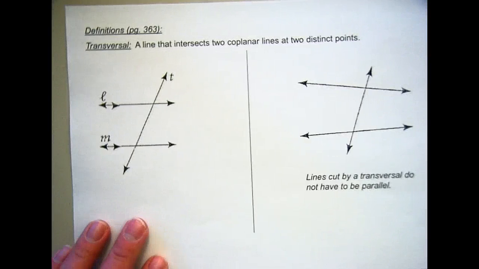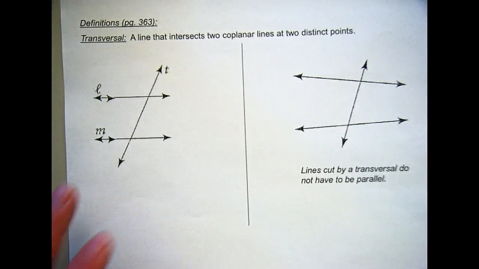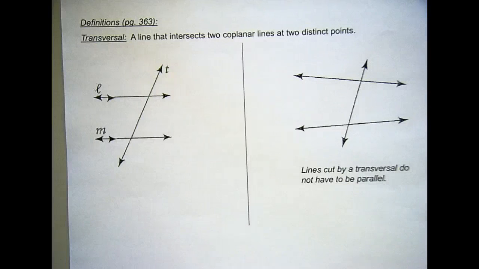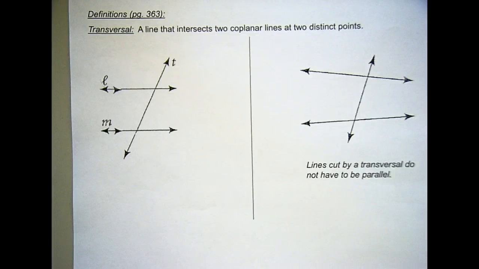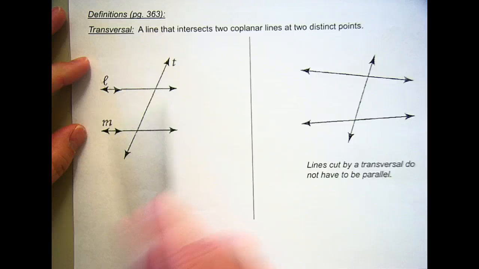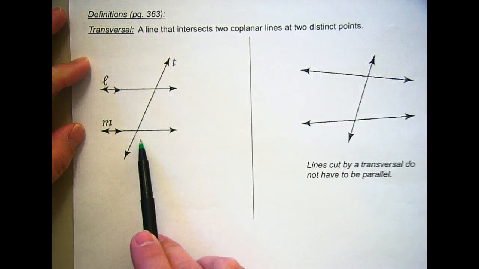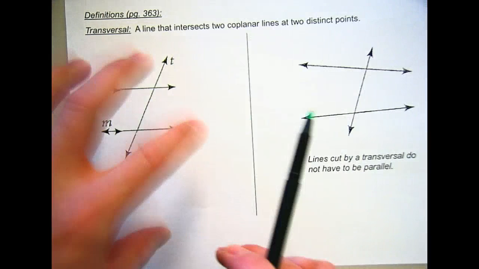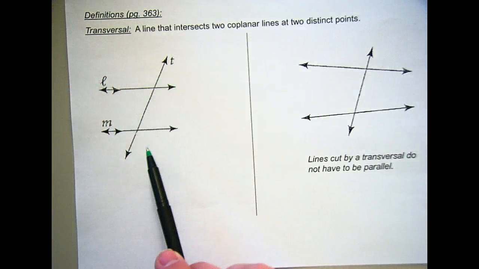All right, so some definitions. Page 363, a transversal is a line that intersects two coplanar lines at distinct points. In other words, a transversal is a line that goes through two other lines. That's a transversal. Now, the type of transversal we'll talk about a lot is a transversal that intersects two parallel lines. This is the picture you see a lot. This is the famous picture, like the Mona Lisa of transversal and parallel lines.